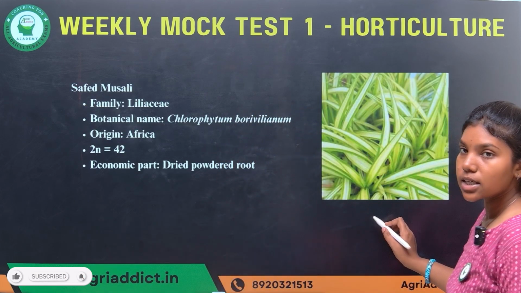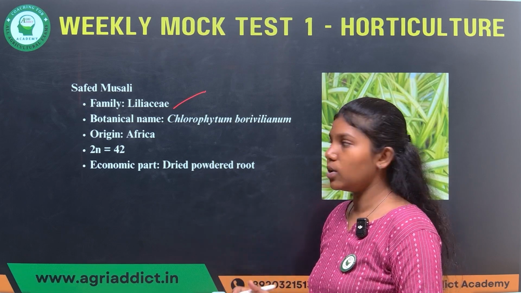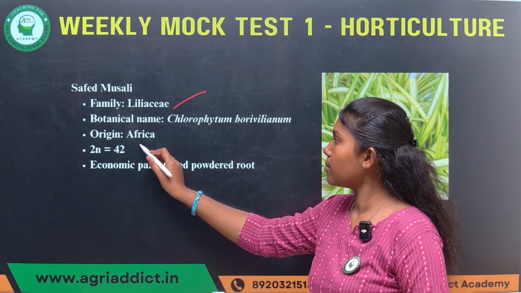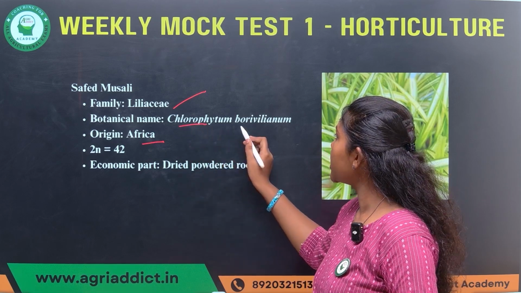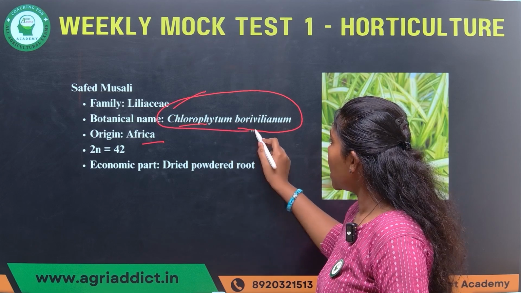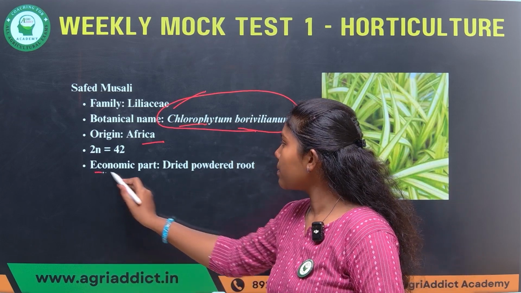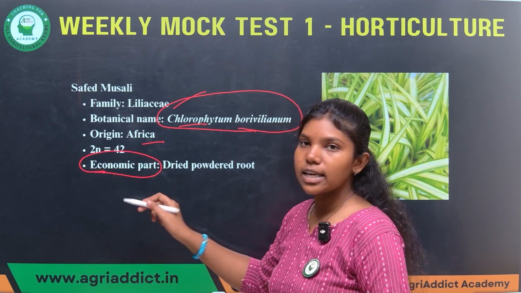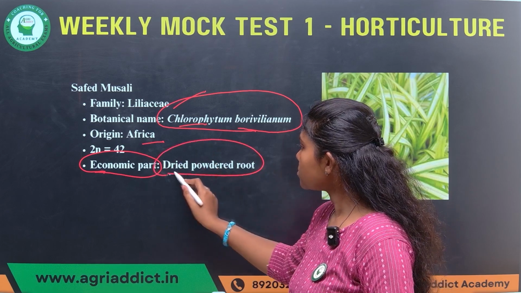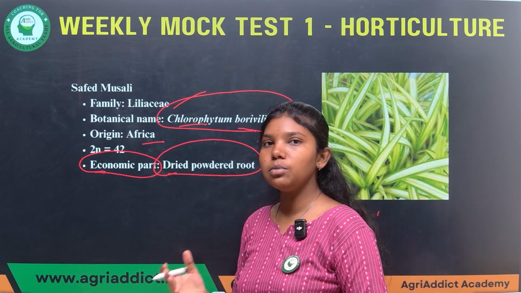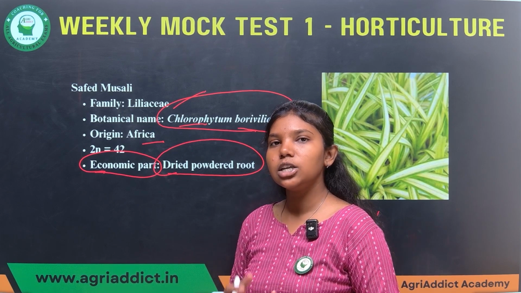Yes, this is the crop Safed musli. It belongs to the family Liliaceae. It is a succulent and has its origin in Africa. As I mentioned earlier, the botanical name of Safed musli is Chlorophytum borivilianum. When it comes to medicinal plants, the important point you need to study is the economic part, which part provides economic value to us. In Safed musli, the economic part is the dried roots, which are used in Ayurvedic and Unani medicine. It is used to treat urinary infections.